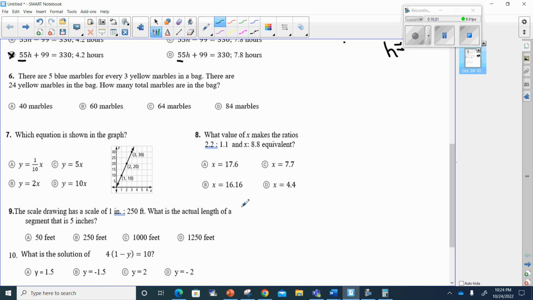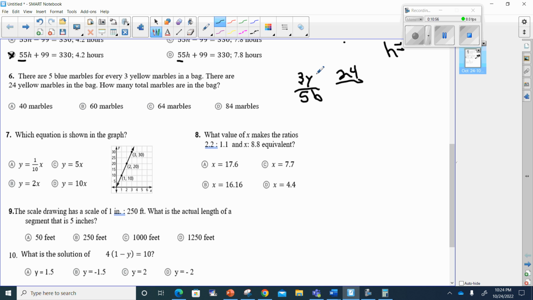There are 5 blue marbles for every 3 yellow marbles in the bag. So 3 yellow for every 5 blue. There are 24 yellow marbles in the bag. So 24 over here on top with the yellow marbles. How many total marbles are there in the bag? Okay. So first I have to find out how many blue marbles there are. Then I can count the yellow and blue marbles together to find out the total.